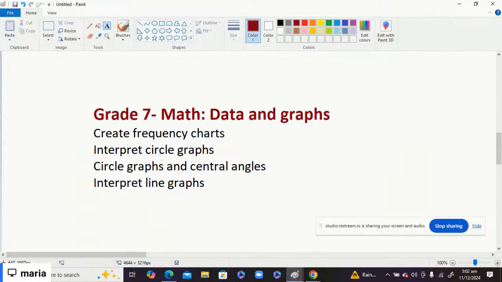So today we are here for grade 7 maths. The chapter we discuss today is data and graphs. Here is the list of the lessons: create frequency charts, interpret circle graphs and central angles, and interpret line graphs.